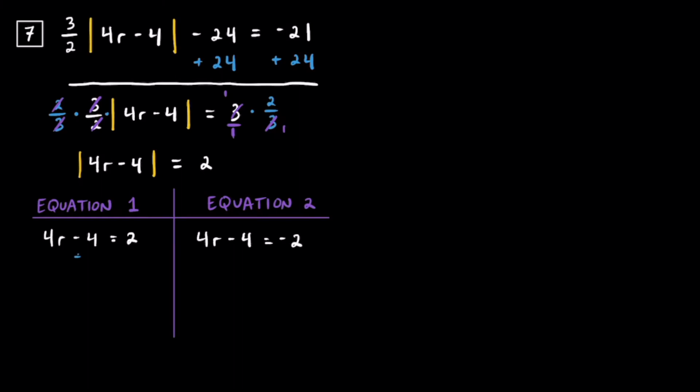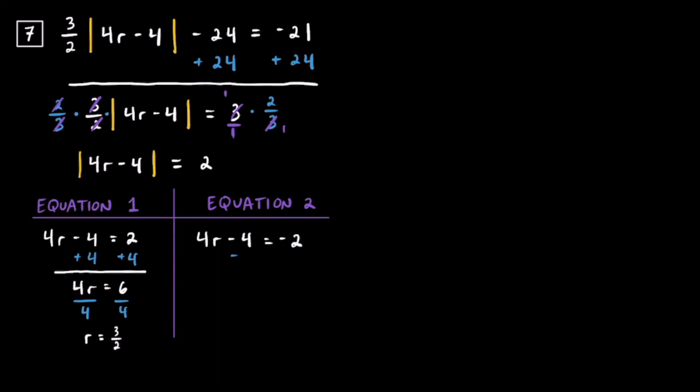Solving the equation on the left, we can start by adding 4 to both sides of the equation, using the addition property of equality, and we'll have 4r is equal to positive 6, and then using the division property of equality and dividing both sides by 4, we find that r is going to be equal to 6 over 4, or 3 over 2.